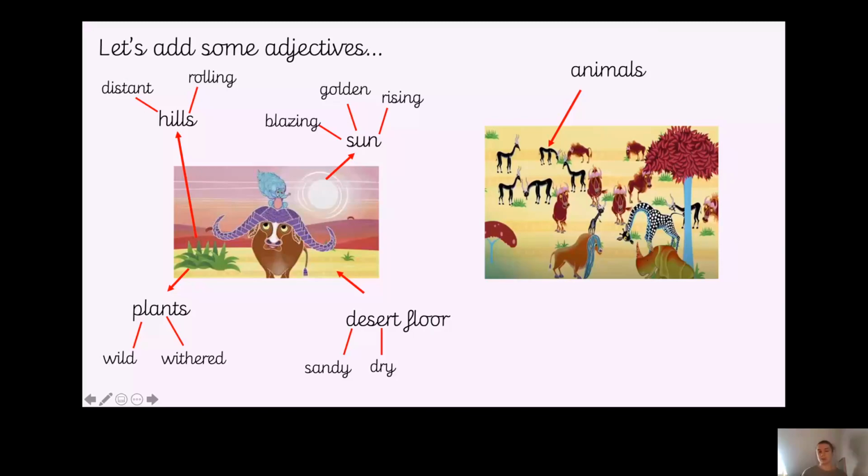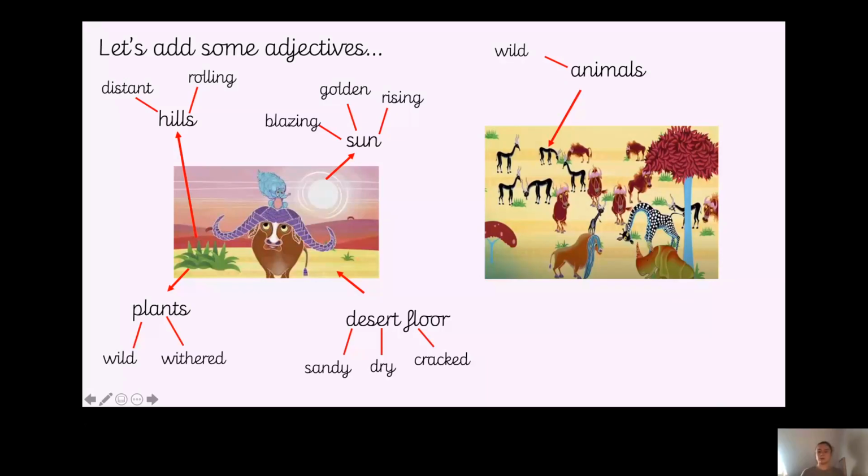And finally, because it's dry, it's probably started to crack a little bit, hasn't it? So therefore, the cracked desert floor. Okay, so those are the three adjectives I thought of for the desert floor. Now, what about the animals? Well, the animals are just like the plants. They're wild, aren't they? So we can describe the animals as wild using the adjective wild.